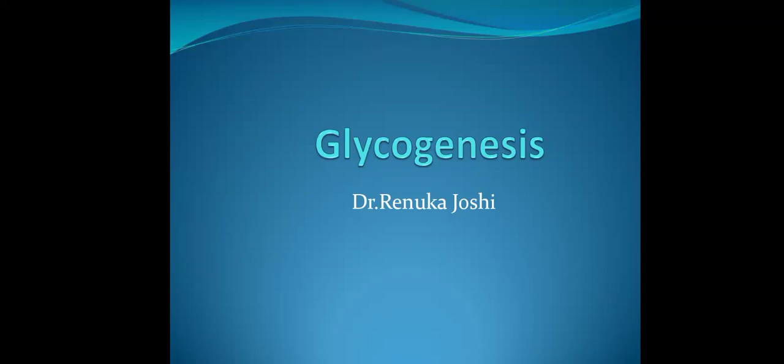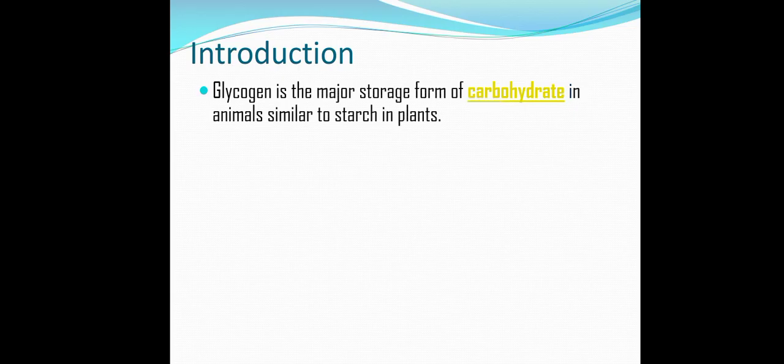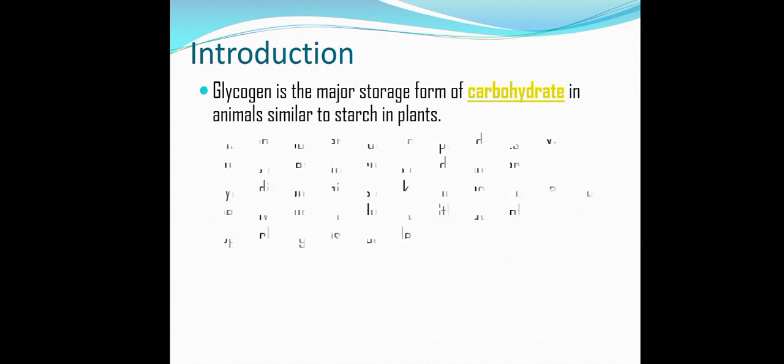Today we are going to discuss one of the important metabolic pathways, the biosynthetic pathway within which there is the synthesis of glycogen. Glycogen is considered the major storage form of carbohydrate in the animal body, similar to starch, which is present as a storage molecule within plants.